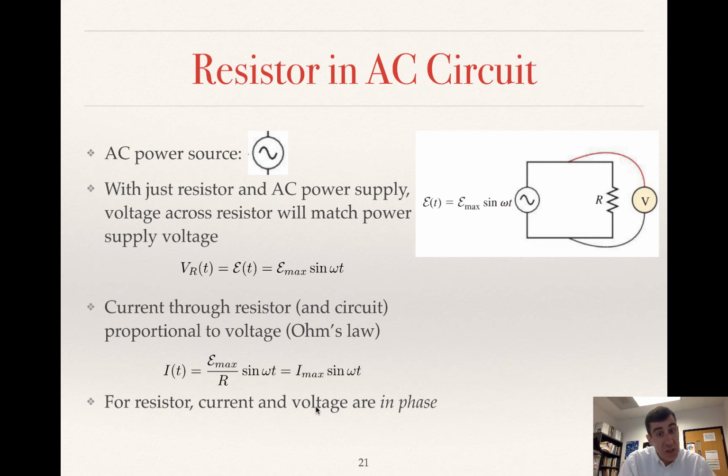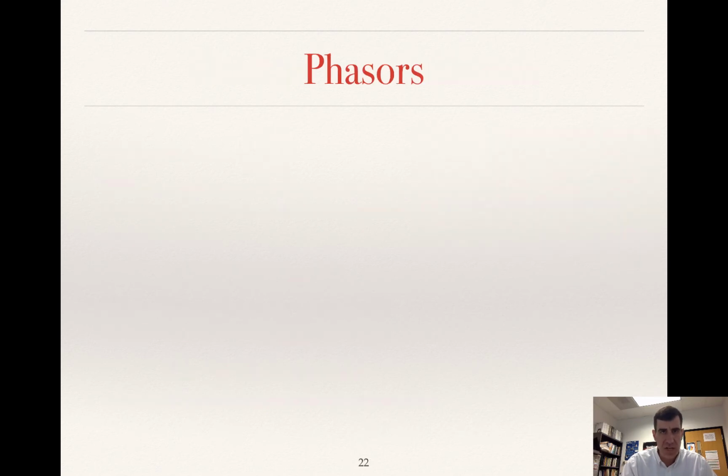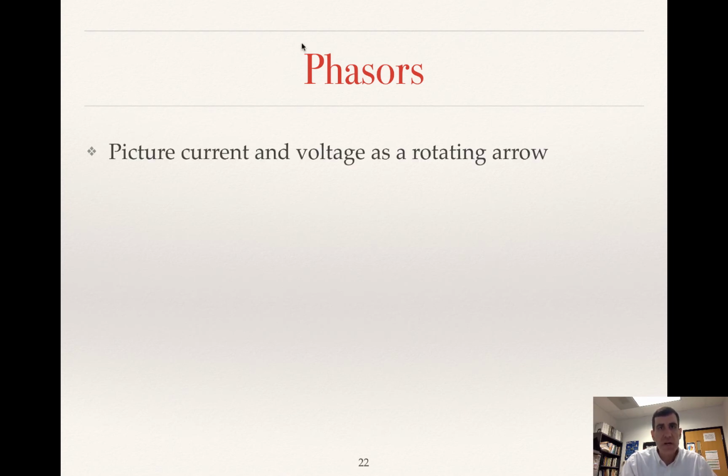The one thing to notice here is that the voltage and the current are both a sine function, which means they both hit their peak at the same time, they hit 0 at the same time, and they're at the minimum at the same time. That's referred to as being in phase. So the current and voltage for a resistor in an AC circuit are in phase. Now things are going to get more complicated when we get to capacitors and inductors. So a useful way to look at it is to define something called phasors.